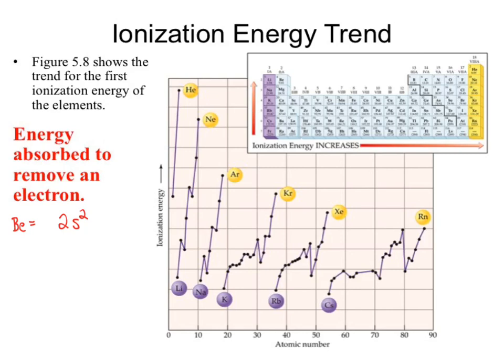2s2. For boron? 2p1. Okay. Let's actually look at our valence. So for boron, it would actually be 2s2, 2p1. What happens if we remove an electron from beryllium? What's its electron configuration? 2s1.